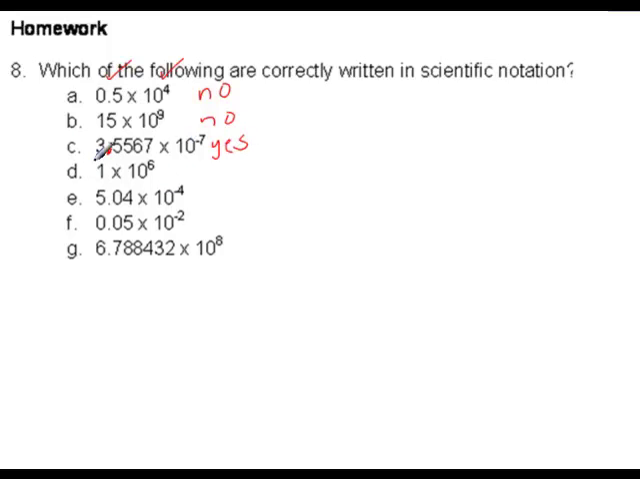Is this number between 1 and 10? Yes. If we wanted to write it with a decimal, we could just do that. Times 10 to the 6 is a power of 10. So this is a yes. Is this number between 1 and 10? Yes. Is this a power of 10? Yes. Is this number between 1 and 10? No. So that's not scientific notation. Is this number between 1 and 10? Yeah. Even though it's a really long number, it is between 1 and 10. That is a power of 10. So all those are scientific notation. Good.